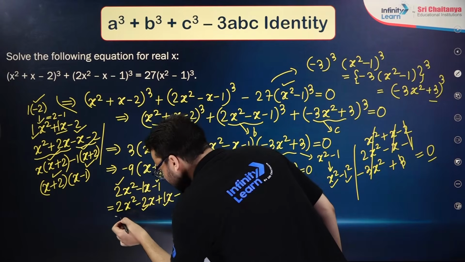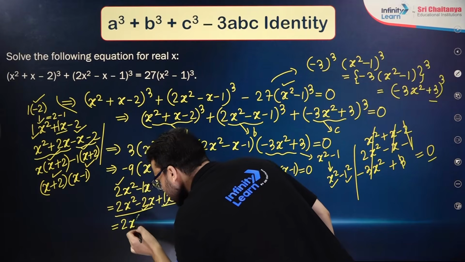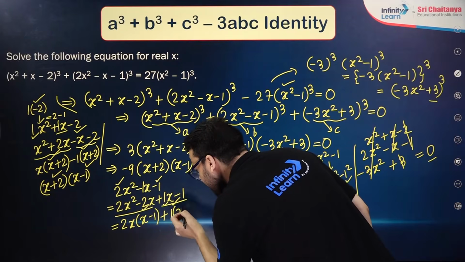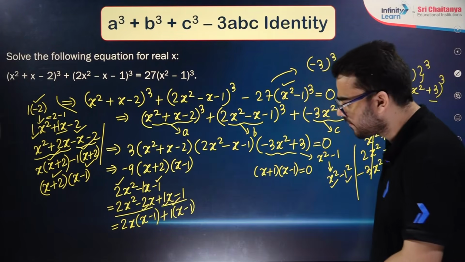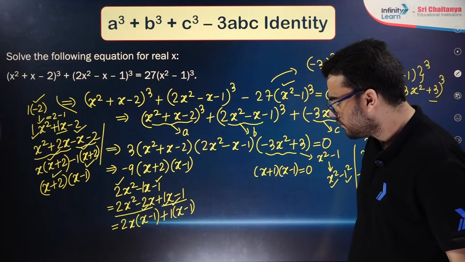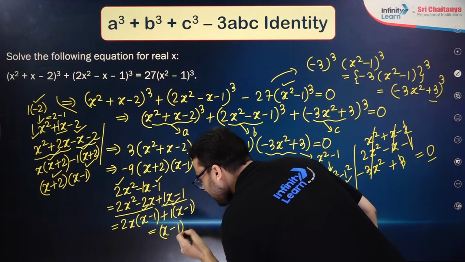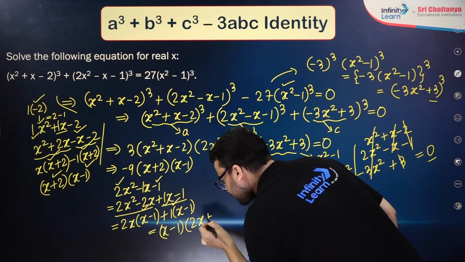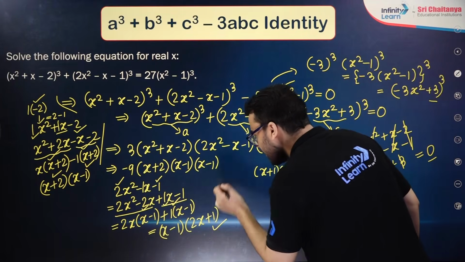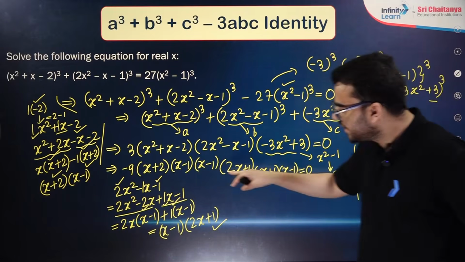Right? So you have got the first group and the second group. From the first group you take 2x as common, you will be left with x − 1. From the second group take 1 as common, you will be left with x − 1. Just check it guys. Correct. So you can again take x − 1 as common, you will be left with 2x + 1. So this is nothing but (x − 1) and then (2x + 1). So that is the complete factorization.